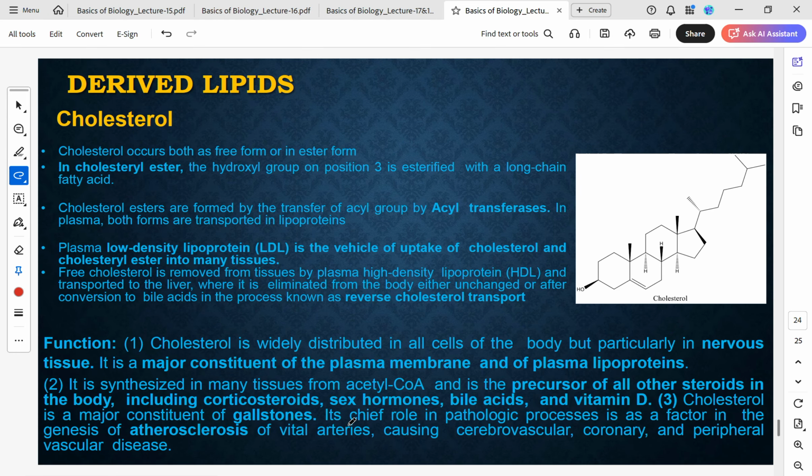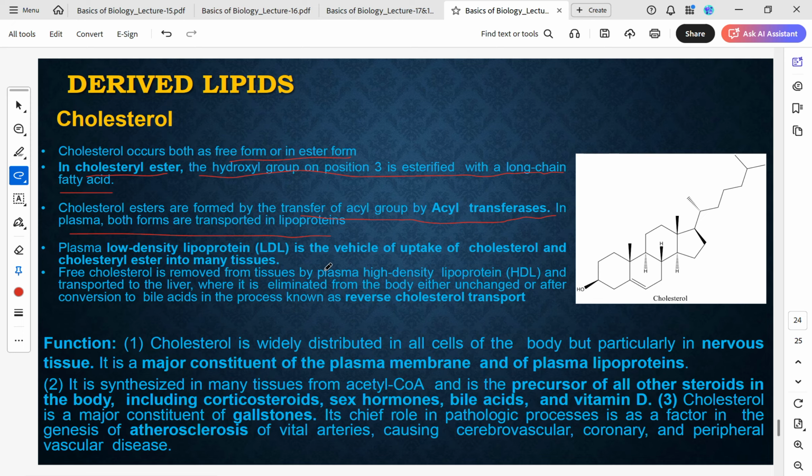Okay, now coming to derived lipids. Cholesterol is one such derived lipid that occurs both in free form as well as in ester form. In cholesterol ester, the hydroxyl group on position 3 is esterified with a long chain fatty acid. The cholesterol esters are formed by transfer of acyl group by acyl transferases in plasma. Both forms are transported in lipoproteins.